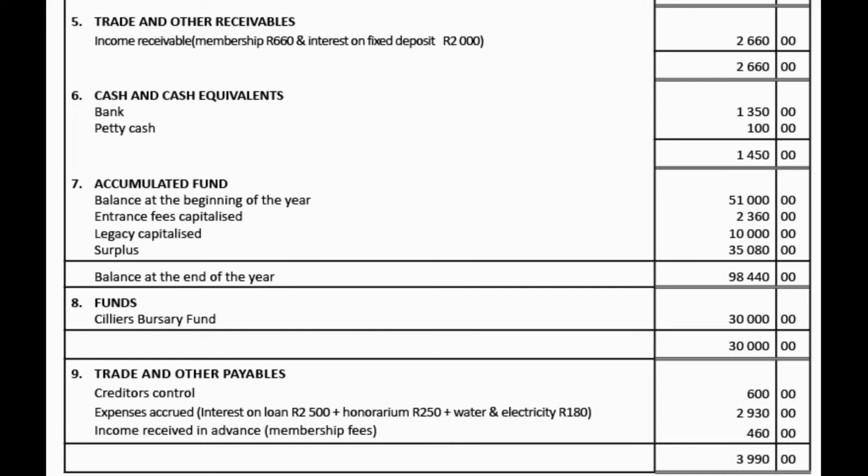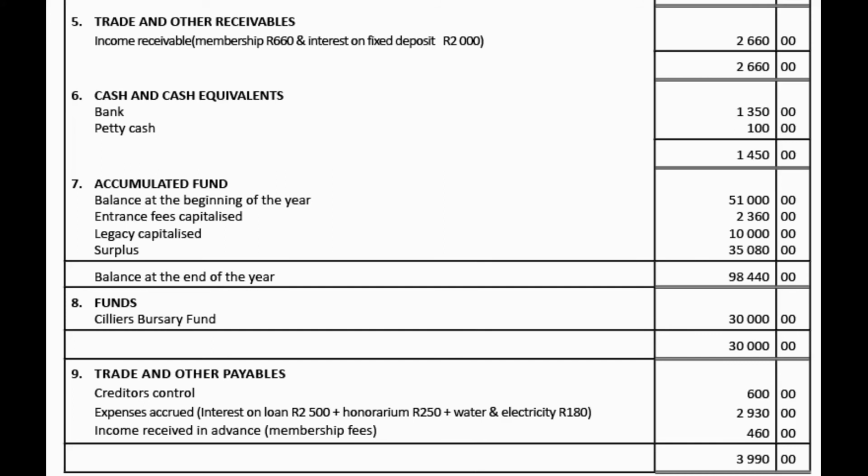Trade and other payables, creditors control. There is a balance for creditors control in the pre-adjustment trial balance of 600. And then if you look at the accrued expenses account, you will see that there was interest on loan, which was the first adjustment, 2,500 on the credit side, that honorarium of 250 on the credit side, and the water and electricity of 180. Okay, and that gives you the accrued expenses of 2,930.